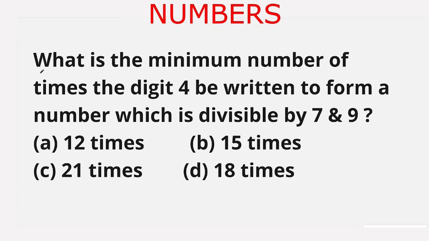Our question is, what is the minimum number of times the digit 4 must be written to form a number which is divisible by 7 and 9? The given options are option A 12 times, option B 15 times, option C 21 times, option D 18 times.